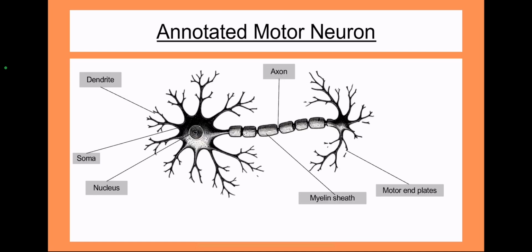Now, a couple of things you could get asked about a neuron in the exam. Firstly, you could get asked to draw one. So here's an example of a neuron that you would be expected to draw. Most of the time in the exam, they will be referring to a motor neuron. So it would look something like this. Or they could ask you to label the neuron.